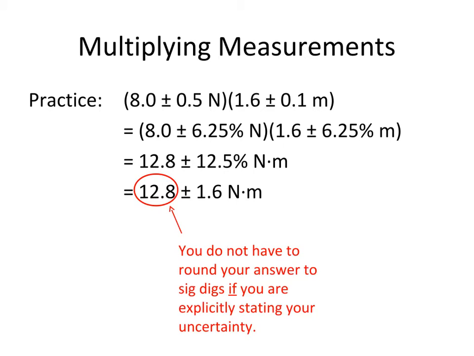Now you don't have to round your answer to significant digits if you are explicitly stating your uncertainty. So we only had 2 significant digits here. We can see here and here we have 2 significant digits. If we weren't using uncertainties, we would round this value. But because we're using uncertainties, we don't round the value that you see here.